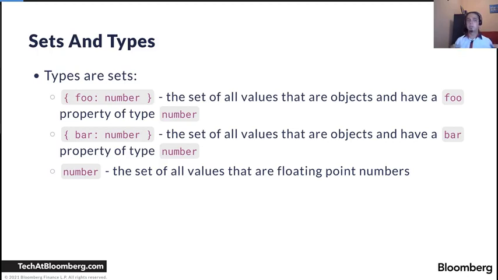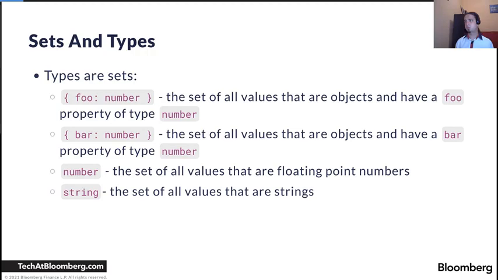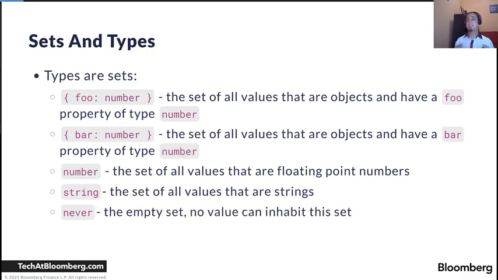Number represents the set of all values that are floating point numbers that can be represented in JavaScript. Similarly, the type string represents the set of all values that are strings. The type never is actually a special set. It is the empty set. This means that there are no values that can inhabit this set. Its counterpart is the type unknown, which also represents a set, but it represents the set of all possible values. If you can create this value in JavaScript, then it belongs to this set, so it has the type unknown.